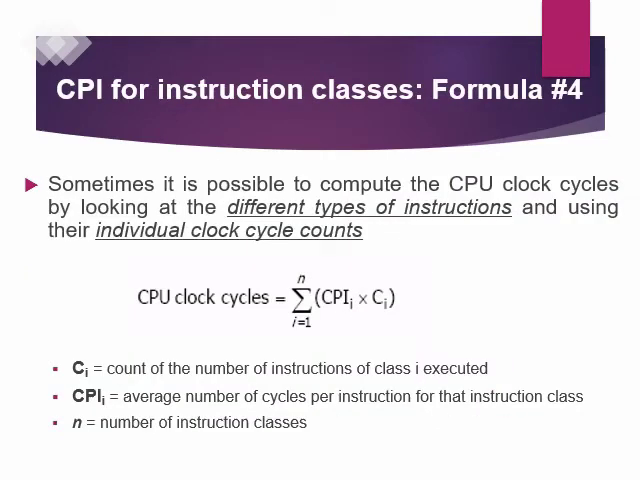Sometimes it is possible to compute the CPU clock cycles by looking at the different types of instruction. And we don't only have one type of instruction with one clock cycle, with uniform clock cycle. Sometimes different instructions will have different clock cycles. So with that, we have a special formula, this one, where it will look at the number of instructions and the CPI for that particular instruction. So let's look at an example to get you to understand better.